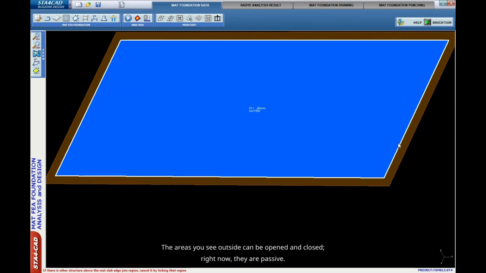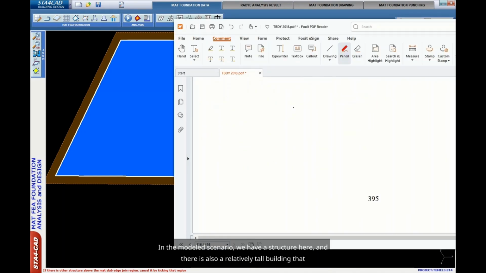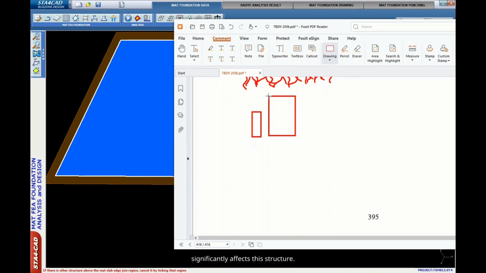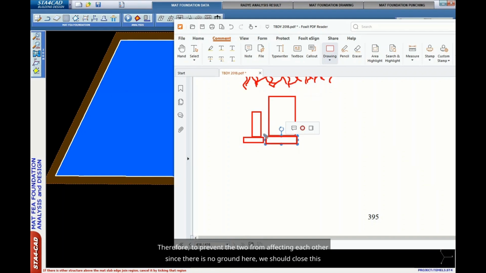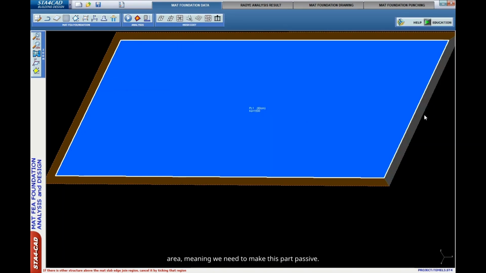Right now they are passive. In which situations should we make this passive? In the modeled scenario, we have a structure here. There is also a relatively tall building that significantly affects this structure. Therefore, we prevent the two from affecting each other. Since there is no ground here, we should close this area, meaning we need to make this part passive. This option is used in this way.